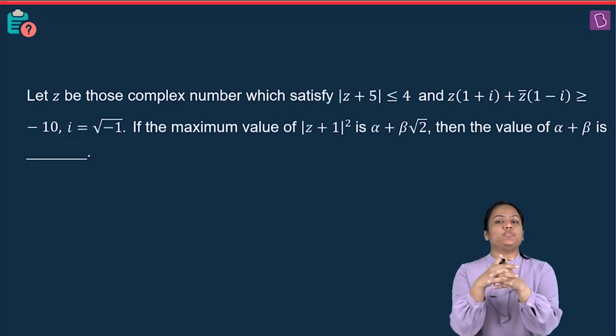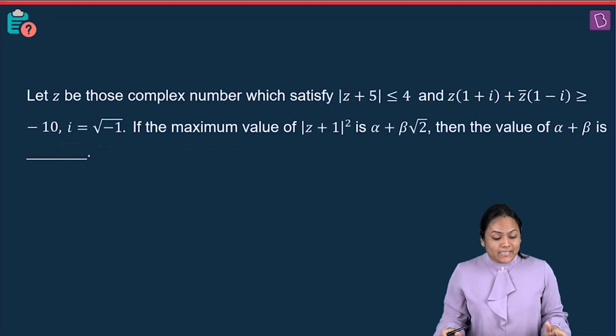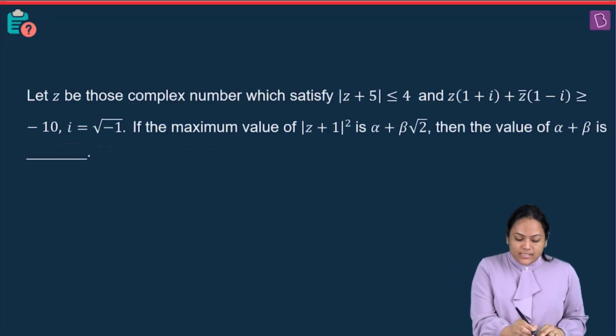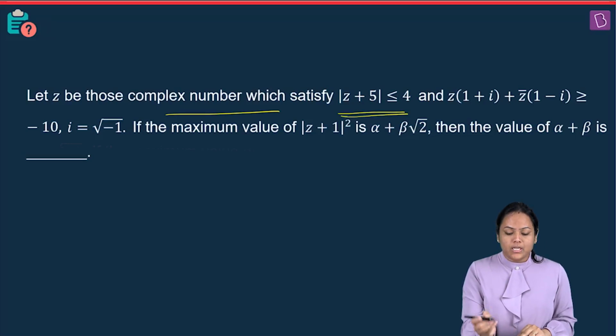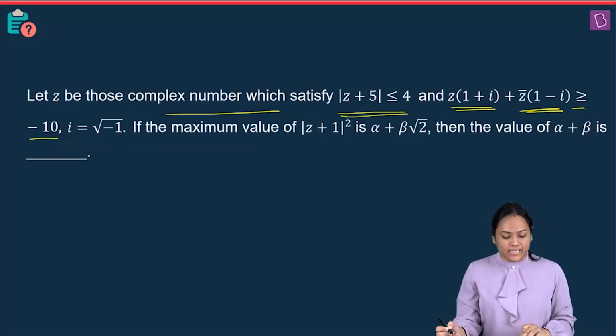The next question is from complex numbers. Let's see what the question is saying. Z is a complex number which satisfies the conditions. The first condition is modulus of Z plus 5 is less than or equal to 4, while the second is Z multiplied by (1 plus iota) plus Z bar multiplied by (1 minus iota) is greater than or equal to minus 10.